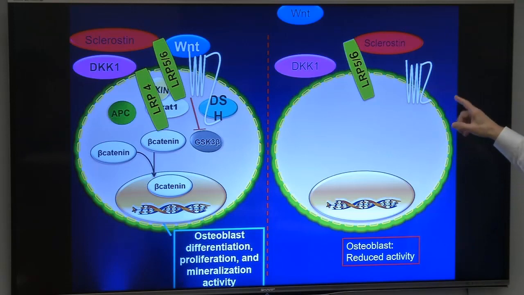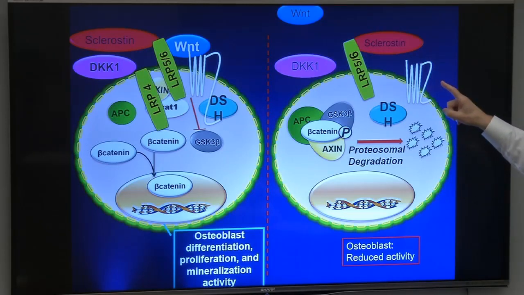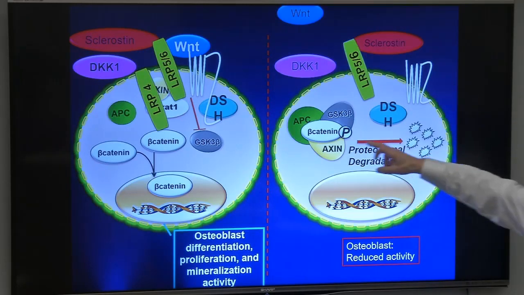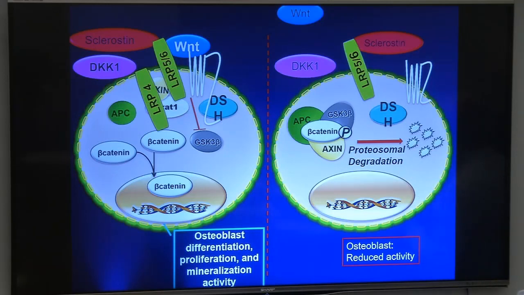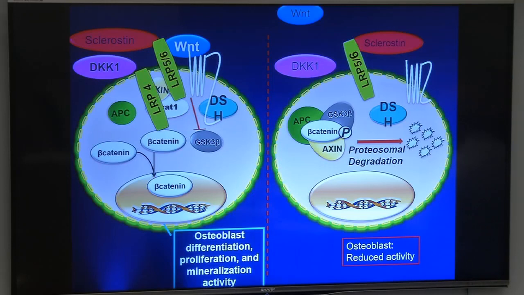And what sclerostin does is it interposes itself into this receptor system, does not allow Wnt as much access, and that allows beta-catenin to get catabolized in the cytoplasm and thus not gain as much access to the nucleus. So what sclerostin is doing is regulating the access of beta-catenin to the nucleus. And this is a dynamic situation.